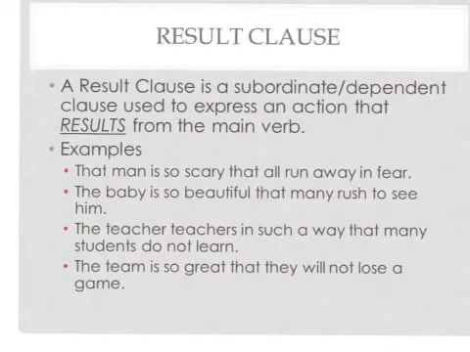In this video, we'll be covering result clauses. A result clause is a subordinate or dependent clause. This means it cannot stand on its own, so it's part of another sentence. This subordinate dependent clause is used to express an action that results from the action of the main verb.